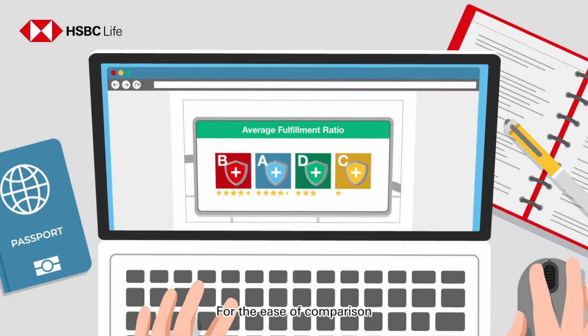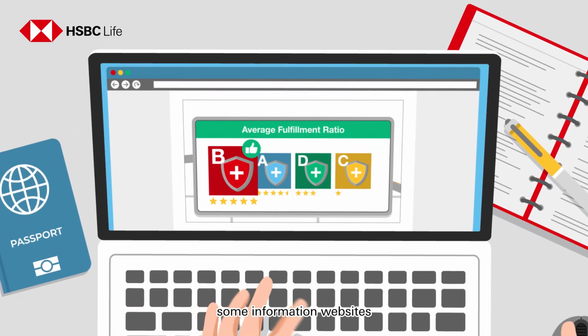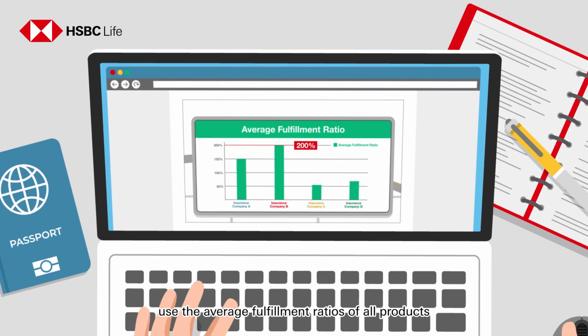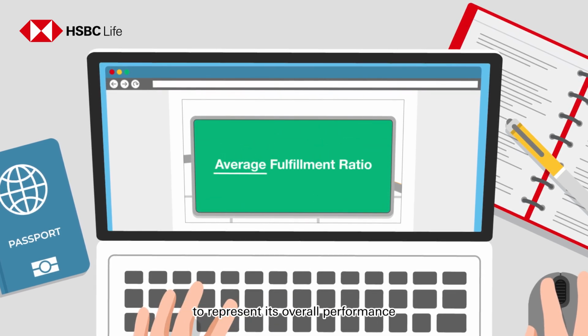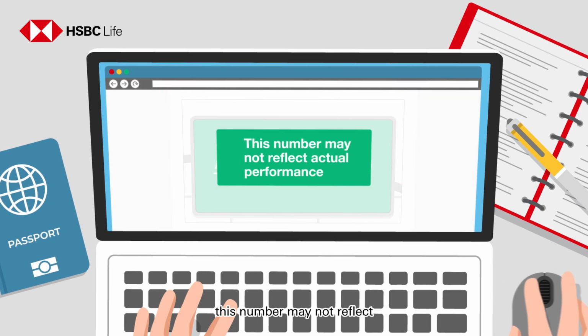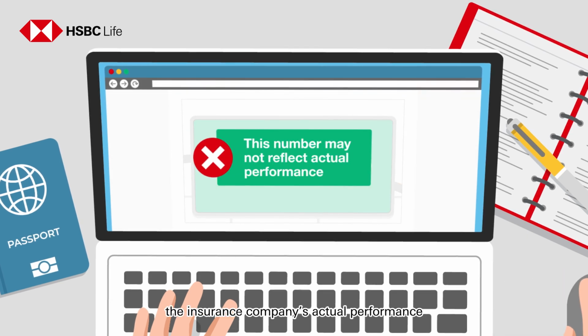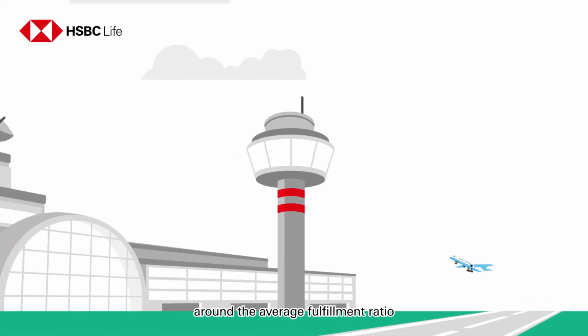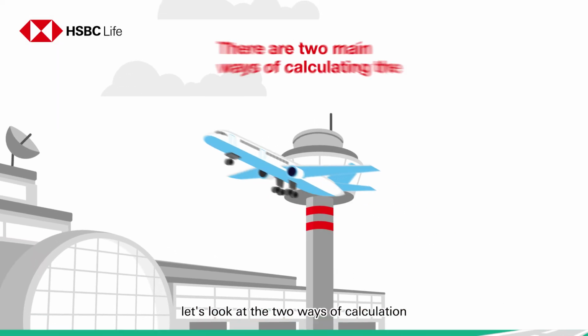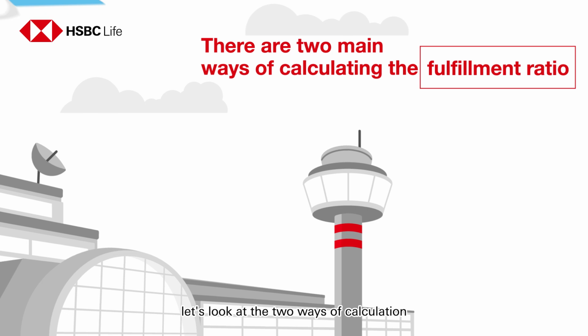For the ease of comparison, some information websites use the average fulfillment ratios of all products under the same insurance company to represent its overall performance. However, this number may not reflect the insurance company's actual performance. Before looking at the misconceptions around the average fulfillment ratio, let's look at the two ways of calculation.